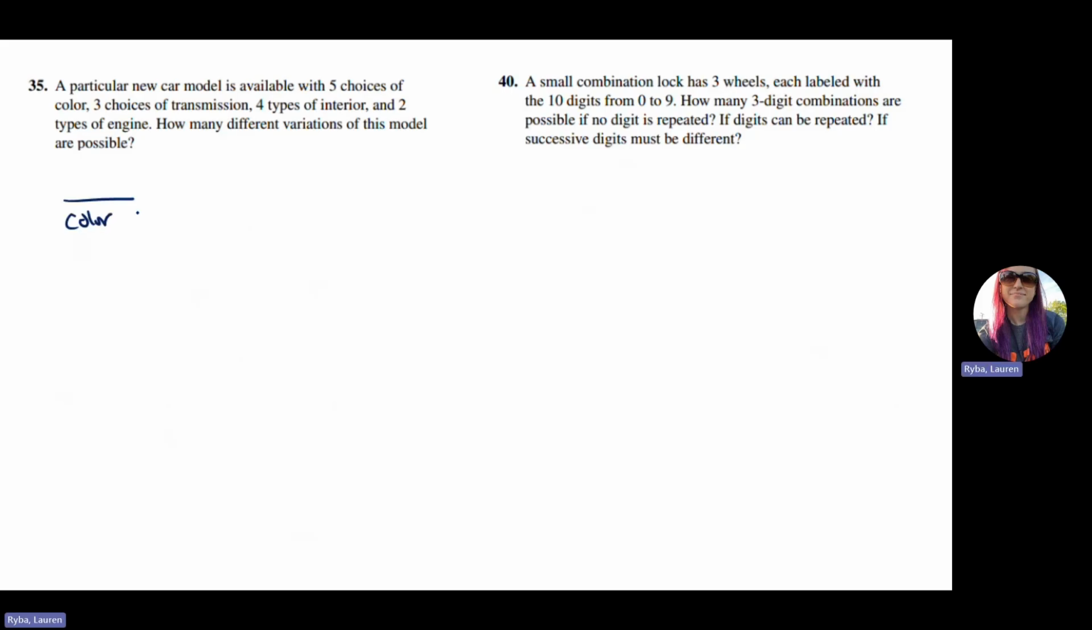We have color, transmission, interior, and engine. So using only those 4 things, 5, 3, 4, 2, if I multiply all those across, that alone is 120 different cars. Have any of you actually gone car shopping? How likely are you to walk in and they have exactly what you want? They don't, right? You're shaking your head. No, because there are so many options here, right?